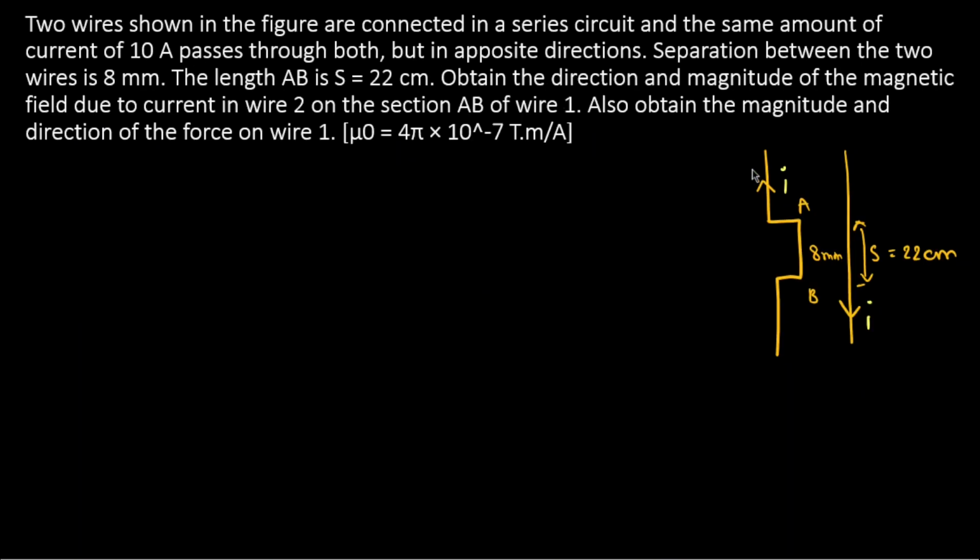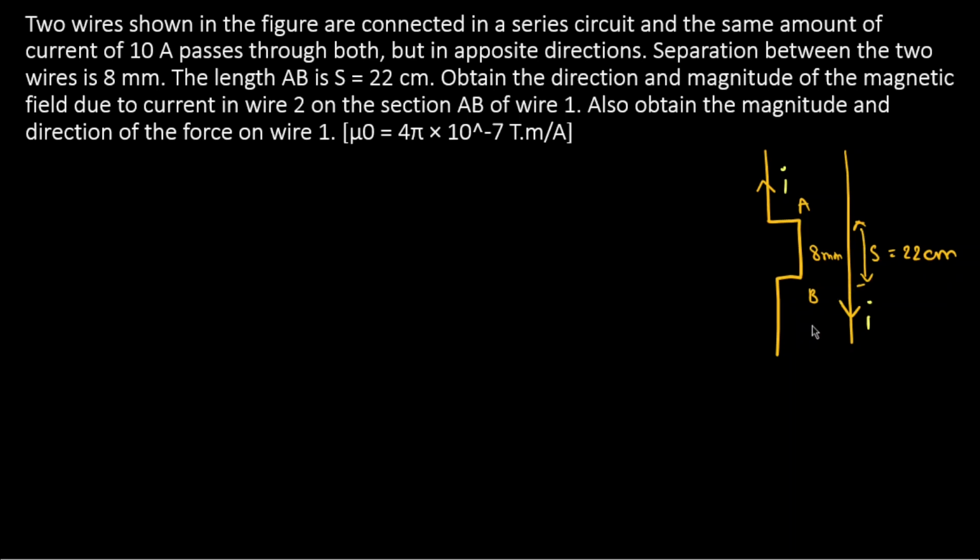Two wires shown in this figure are connected in a series circuit, and the same amount of current of 10 ampere passes through both the wires but in opposite direction. Separation between the two wires is 8 millimeters. That is, between this AB point and the wire 2 we have a separation distance of 8 millimeter. The length AB, that is the S, is given to us as 22 centimeters.